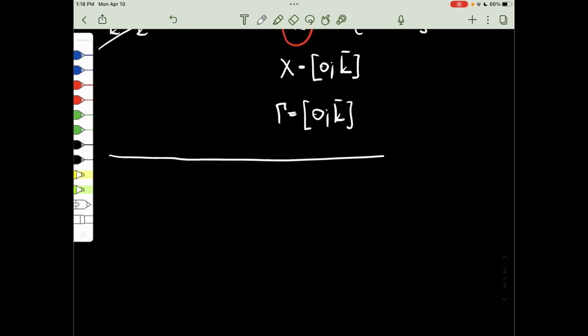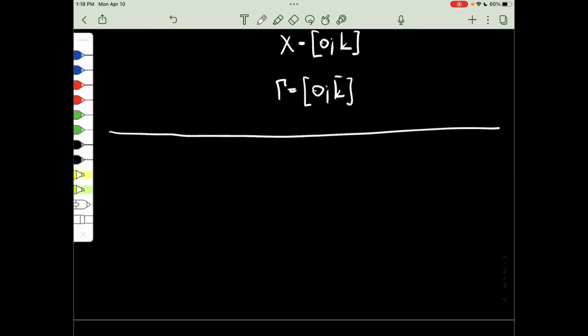Okay, so these were the preliminaries. Now we want to solve the Bellman equation. And when solving the Bellman equation, we need the first derivative of the value function.